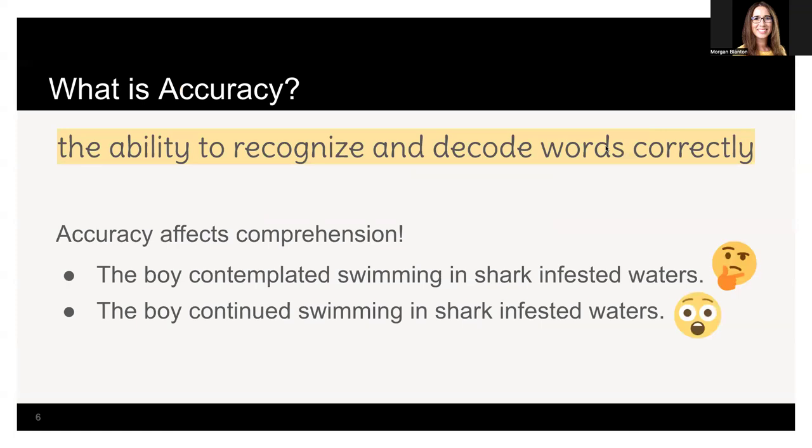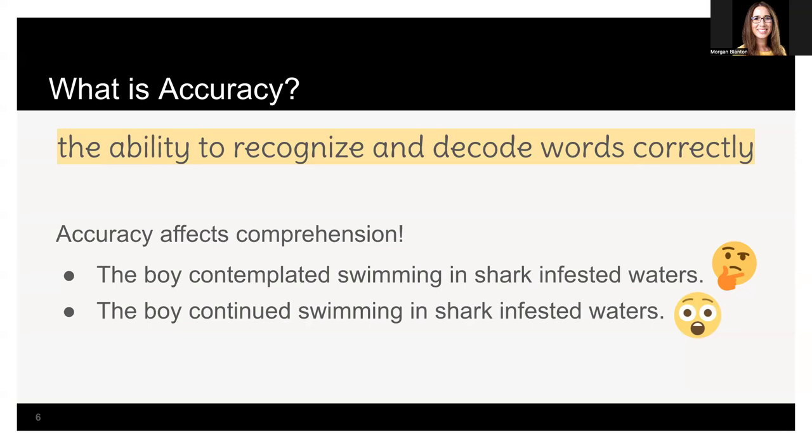So what is accuracy? Accuracy is the ability to recognize and decode words correctly. So how accurately someone reads a text. It does affect comprehension. So if you look at these two examples, it gives you a really good example of how, if I misread a word, it really does change the meaning. So this first one says, the boy contemplated swimming in shark-infested waters. So what does that mean?